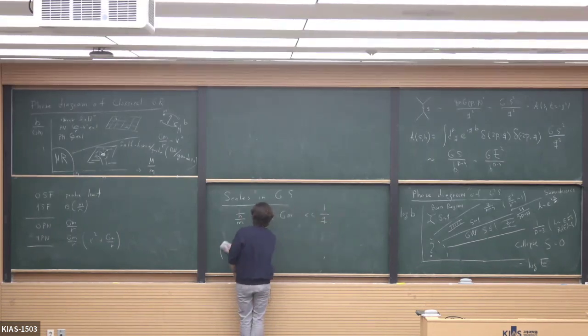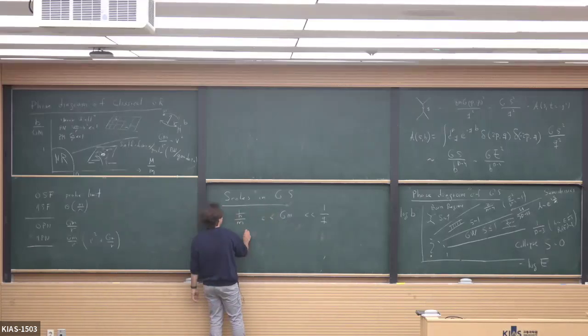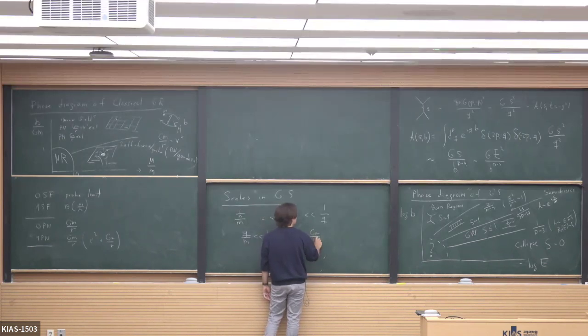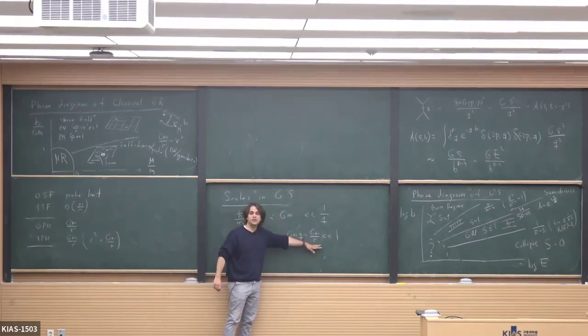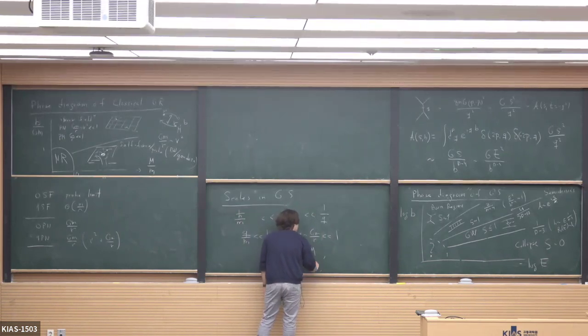So as before, we're going to have to count powers of two things. We're going to have to count powers of Q over M, which is much smaller than 1. And we're going to have to count powers of GMQ, which is also much smaller than 1, so this is the same as GM over R, which is much smaller than 1. And you see that precisely, powers of these are powers of the weak field. So this will implement this PM expansion.